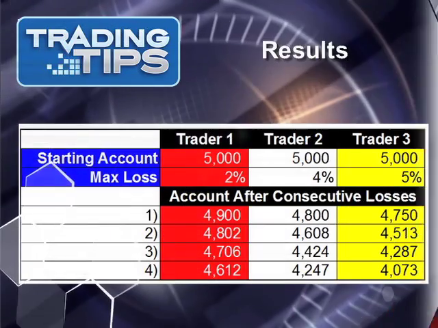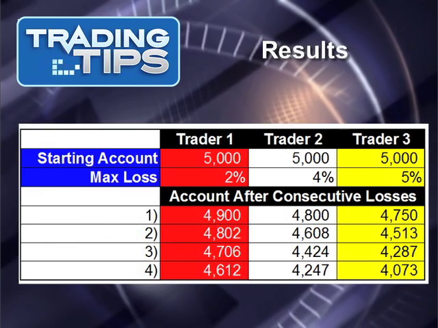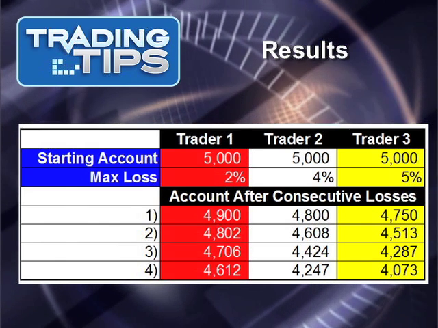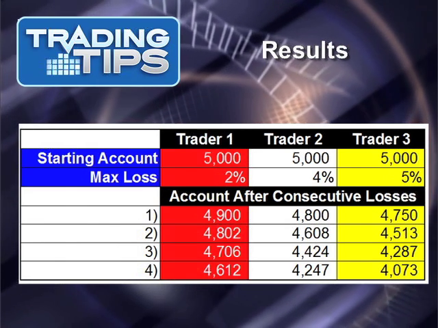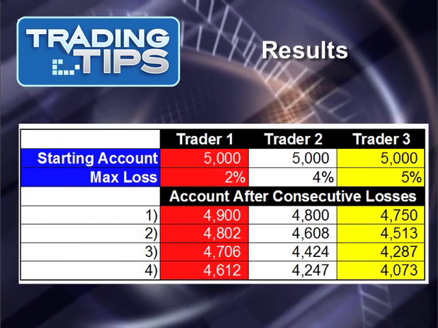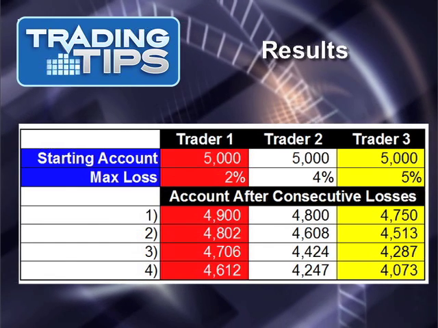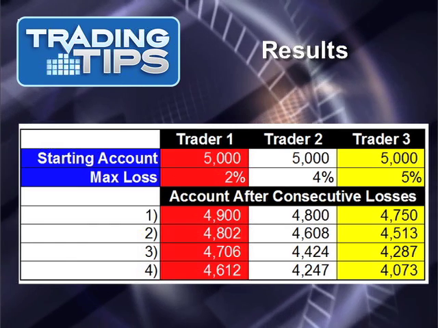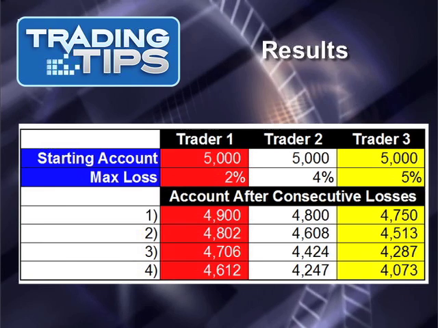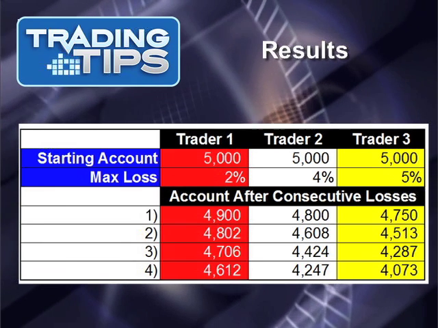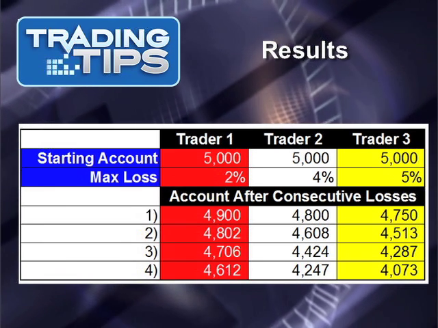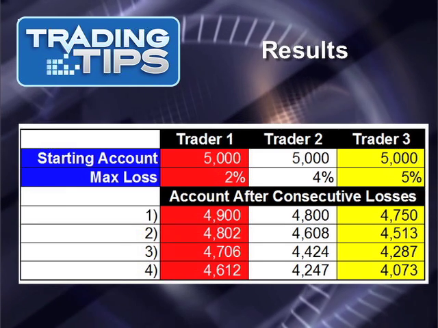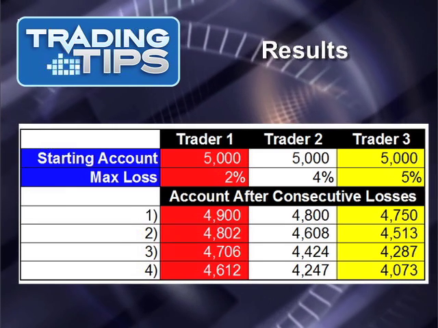Now, the difference between a $19 and a $17.50 stop loss may not seem like a lot, but let's take a look at what would happen if these three traders all suffered 4 consecutive losses. Trader 1 would be down to $4,612 in his account, but Trader 3 would be down to $4,073. That's a big difference. To get back to even, Trader 1 would need to post gains of 8.4%. Trader 3, however, would need to post gains of more than 22.75%. This is why money management is the most important aspect of any trading plan.